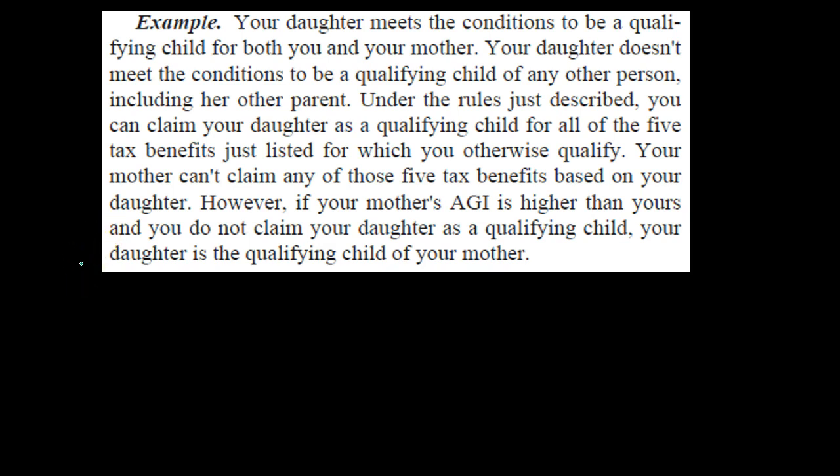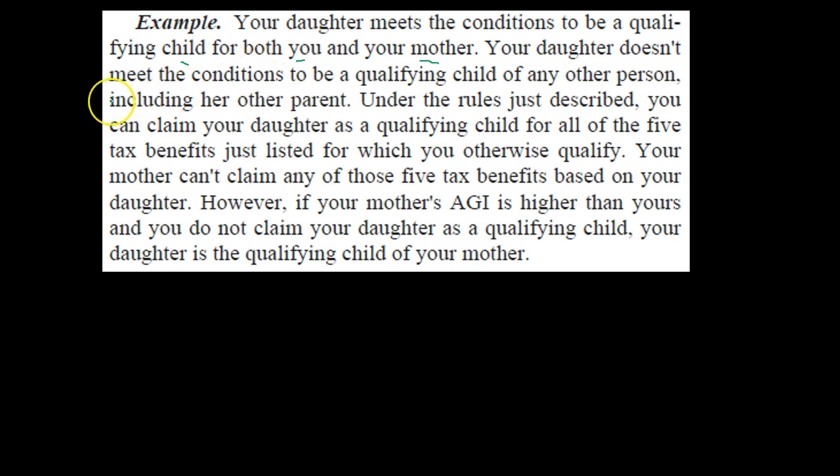Example. Your daughter meets the conditions of a qualifying child for both you and your mother. So now this is the daughter of you and your mother. So you would think there'd be the child being your child. If this was our child, then you would think the default would typically go to the parent here over the mother, even if they were qualified. Let's go on and see what happens.